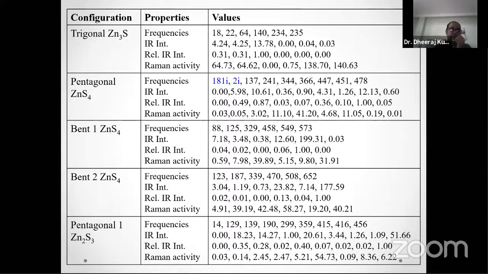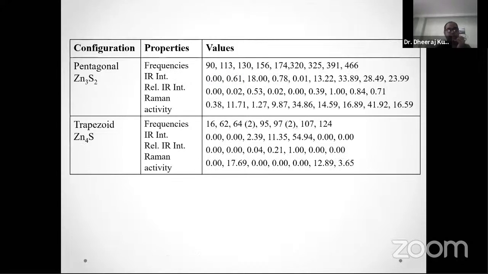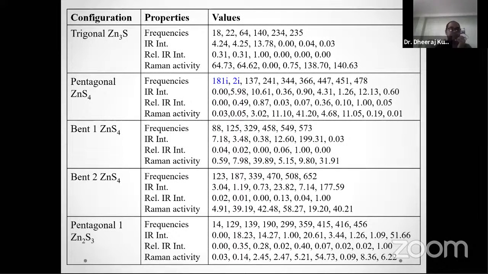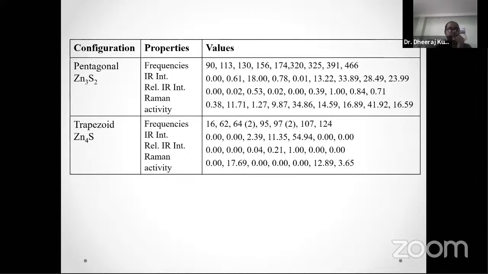It is also containing the data of vibrational frequencies, and only one ZnS4 configuration is also considered because their 2 vibrational frequencies are imaginary. So the next candidate became the candidate for the most stable structures, and also for the last one. Next slide, ma'am. Okay, this is the last one.